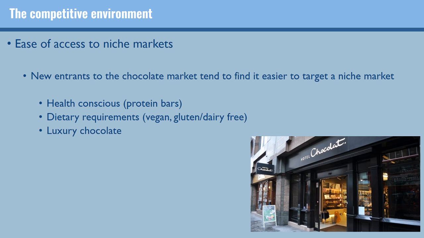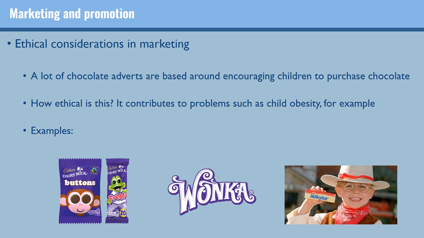The last thing we're going to have a little bit of a look at is marketing and promotion. So the first thing to consider is ethical considerations. A lot of chocolate adverts are based around encouraging children to purchase chocolate. You see these adverts where the clear advertising tag is to try and get kids to see these children on the adverts, or people looking really happy and funny and silly eating chocolate, and the idea being that if you see someone looking really happy eating chocolate, you're going to want some chocolate as well because you're going to want to be that happy.